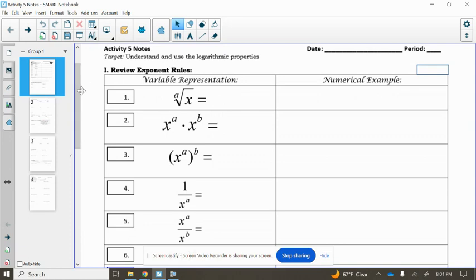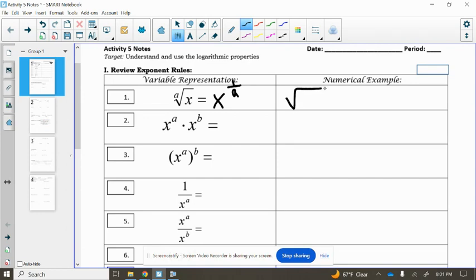So a reminder, when we are taking the square root or an a root of a value, it's the same thing as writing our base to the 1 over a power. So for instance, if we are in fact taking a square root of a number like 16, that's really the same thing as saying 16 to the 1/2 power, which is going to end up being 4.